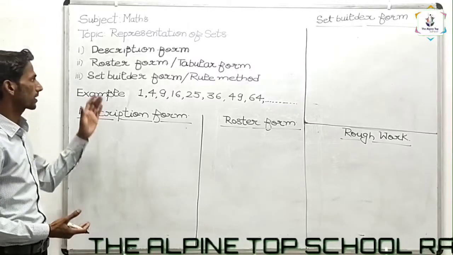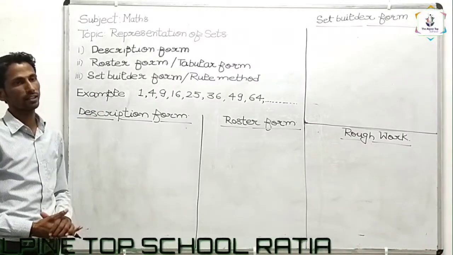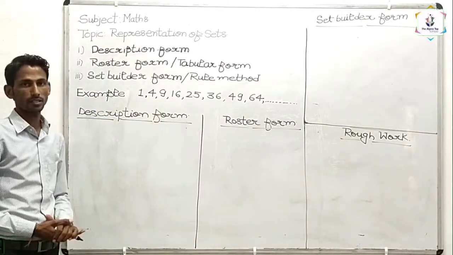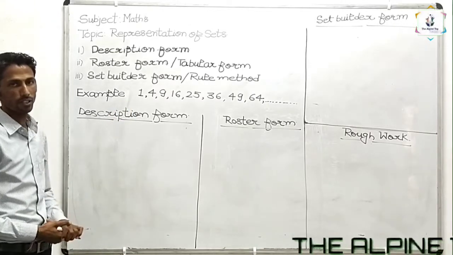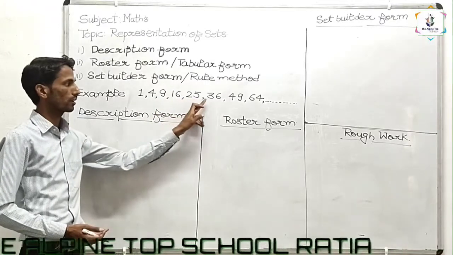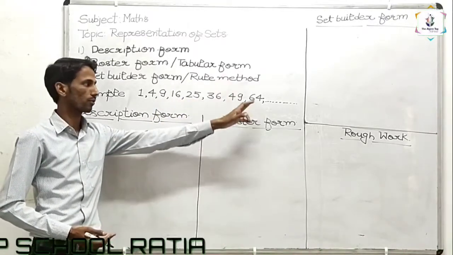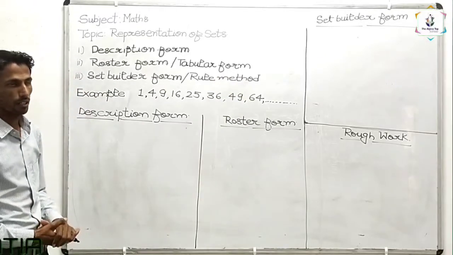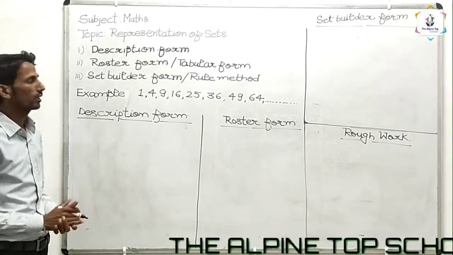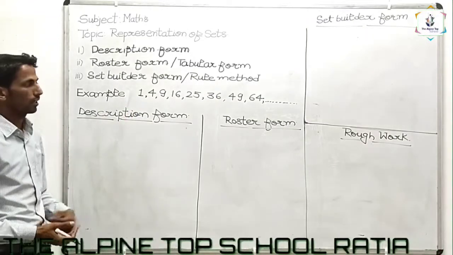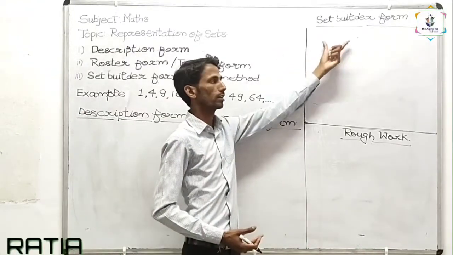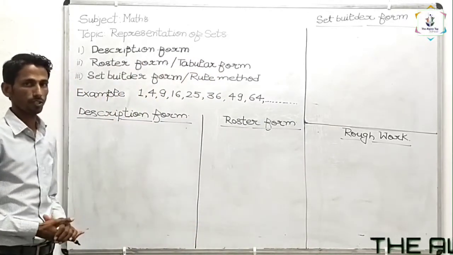Now students, to explain these three concepts by a single example, I have already taken and noted one example. In this example, I have taken some numbers: 1, 4, 9, 16, 25, 36, 49, 64 and so on. Now dear students, with the help of this example, how can we write these numbers in description form? How can we write these numbers in roster form? And how can we write these numbers under set builder form? This I am going to explain.